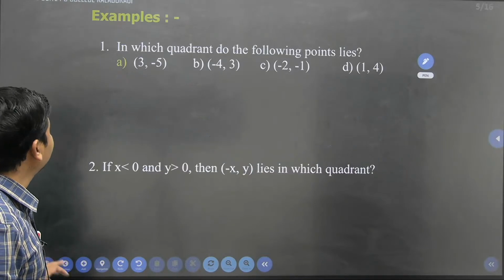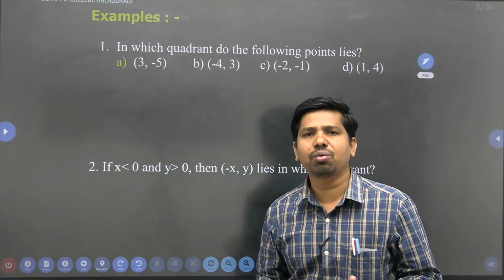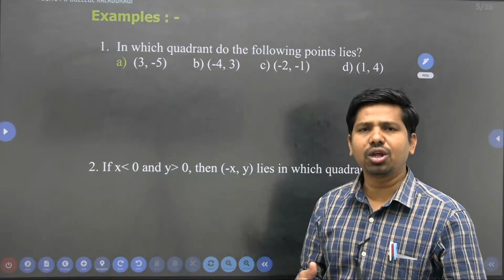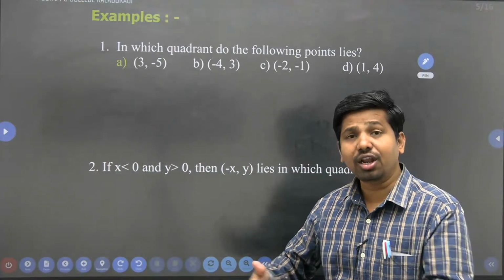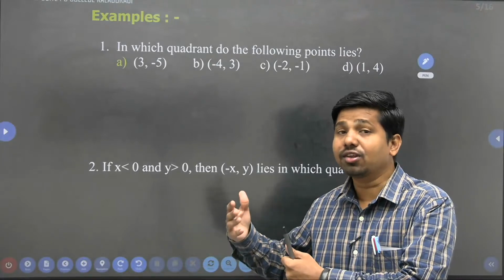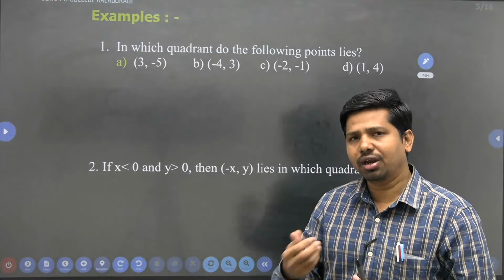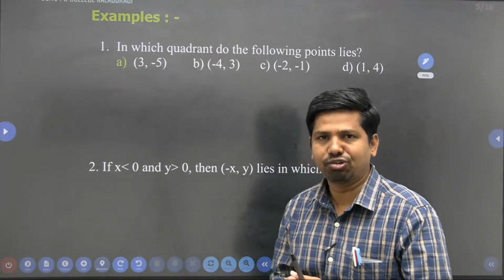So let us discuss some examples related to what we discussed in the introduction part of coordinate geometry. Already I told you it is a study of geometry by using algebraic expressions. Later on we'll be discussing the locus of a point, where we represent a particular geometrical shape by an equation, right?